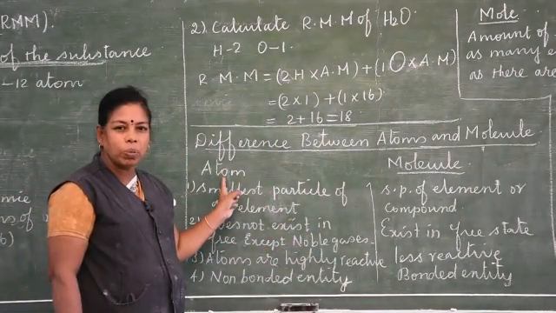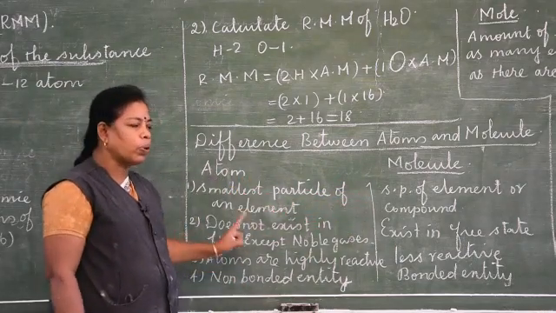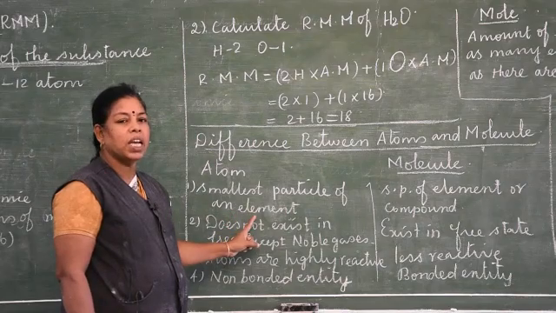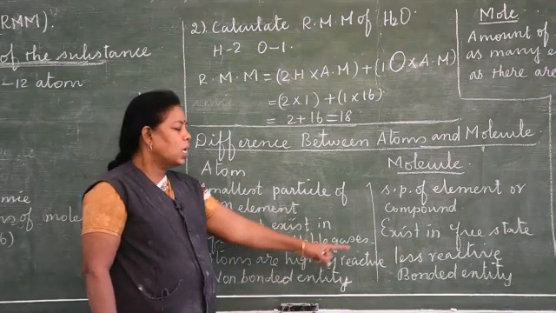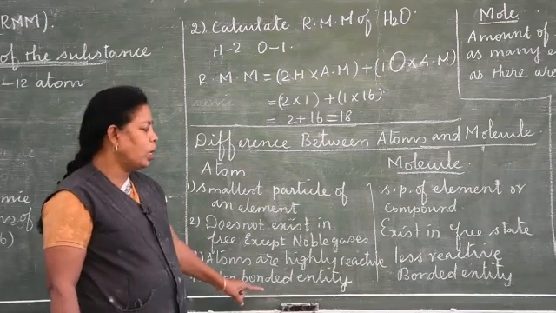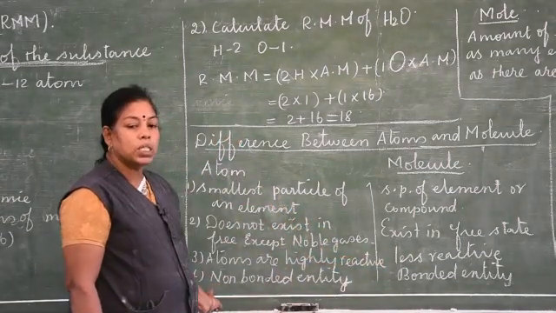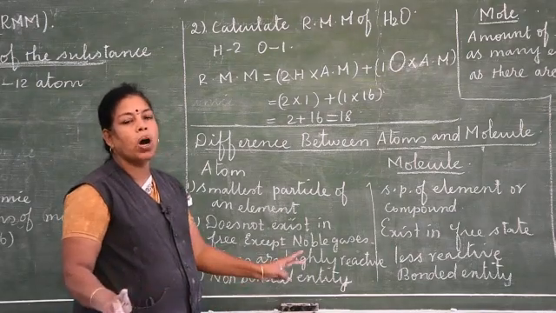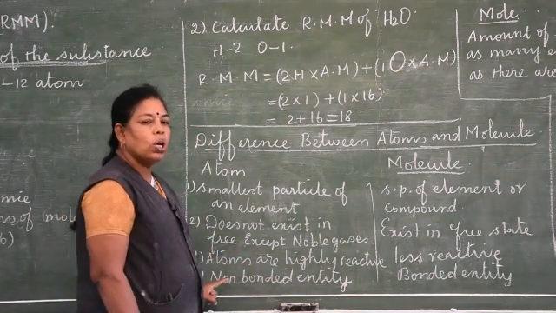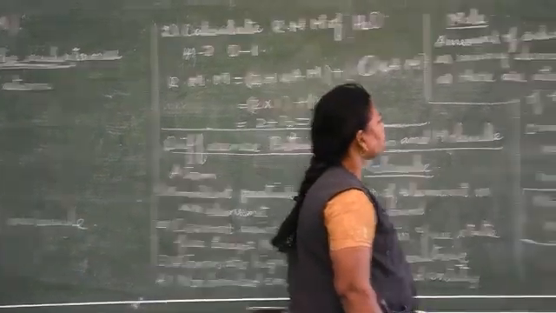Atoms are the smallest particle of an element; molecules are the smallest particle of an element or a compound. Atoms do not exist in a free state except noble gases. Molecules exist in a free state. Atoms are highly reactive, while molecules are less reactive. Atoms are a non-bonded entity, there is no bond between atoms; a molecule is a bonded entity.